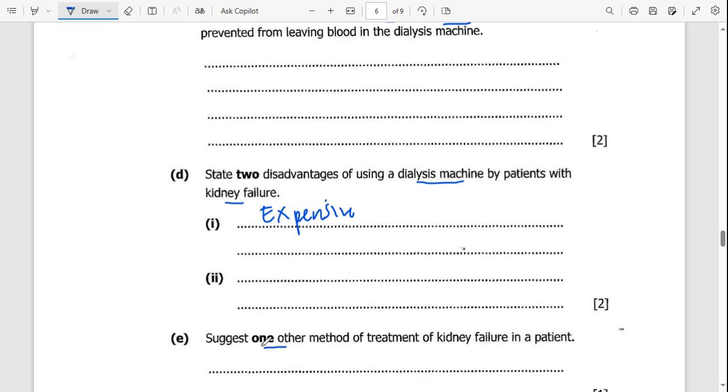Suggest one other method of treating kidney failure. Can use a kidney transplant. So you remove the kidney and get a new kidney from another person who is okay. Kidney transplant, not transport. Transplant.